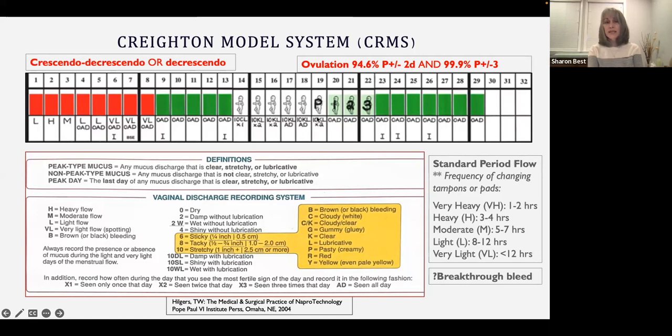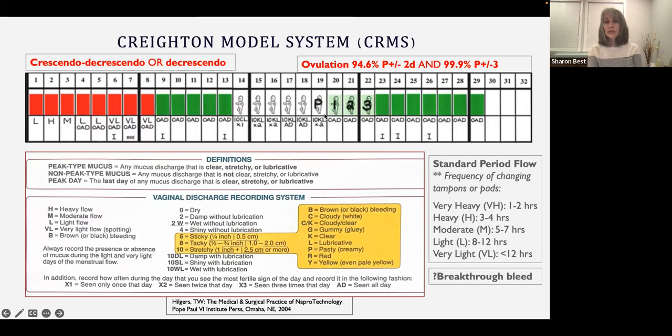So if this is your peak day, you have 94.6% of the patients ovulating 2 days before or 2 days after, and 99.9% will ovulate 3 days before or 3 days after. So in a serious case, when a woman needs to avoid a pregnancy, she can have intercourse on the evening of the 4th day and know that she will not achieve.